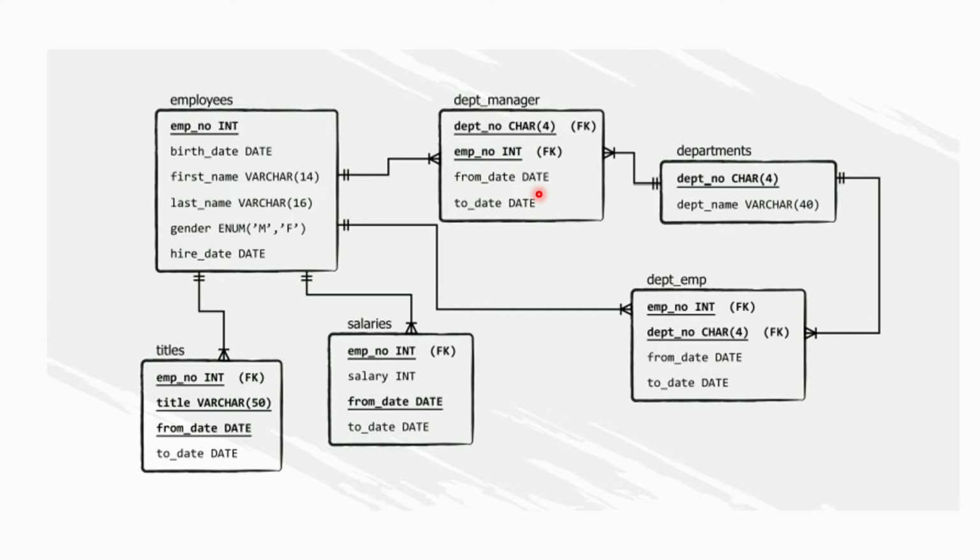If there are 100 employees in the company, those 100 employees are given as a list of employees here, and their birth date and first name and all this information is provided here. Then you have a department manager. The department manager is connected with the code employee number. So the employee number here can get repeated.